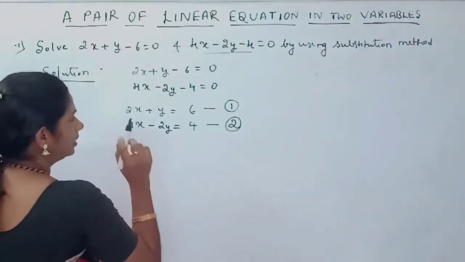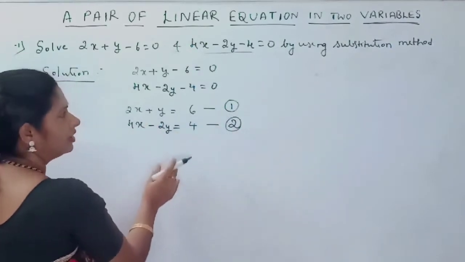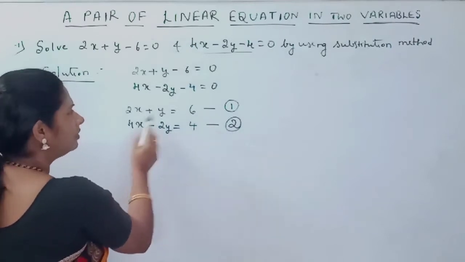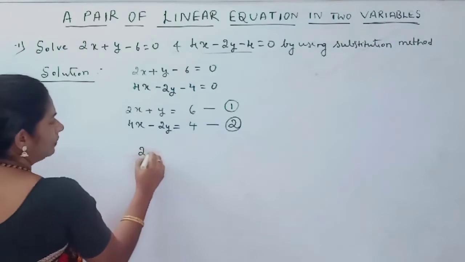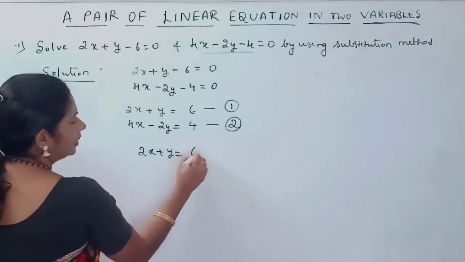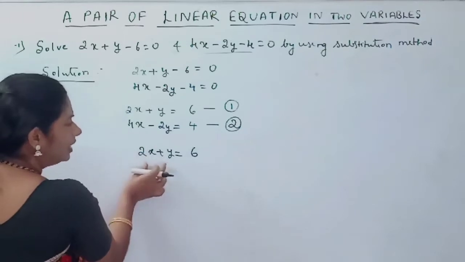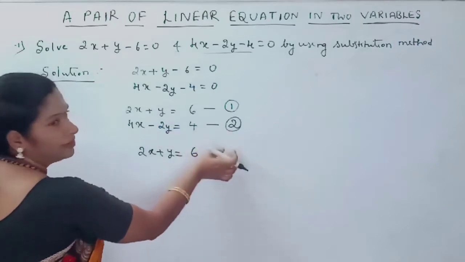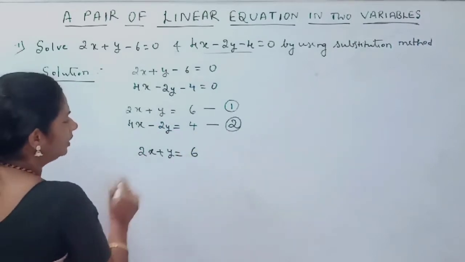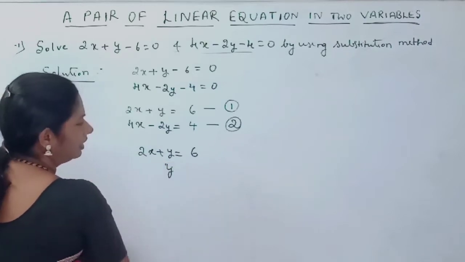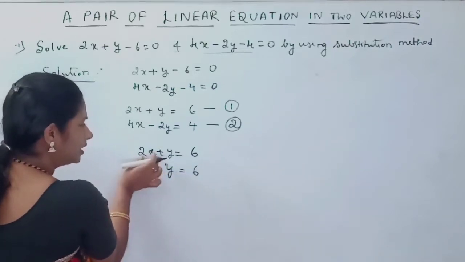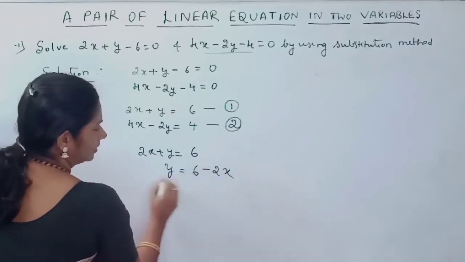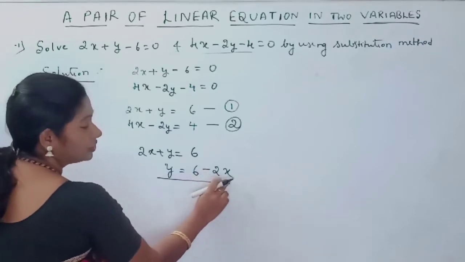Now we have to take any one of the equations, either equation 1 or equation 2, any one of the equations you have to take. Now let me take equation 1. So equation 1, 2x + y = 6. Now any one of the variables you have to keep on the left hand side, and the other variable you have to transpose to the right hand side. Now I'll keep the y variable on the left hand side only and I'll transpose this plus 2x to the right hand side. It becomes minus 2x.